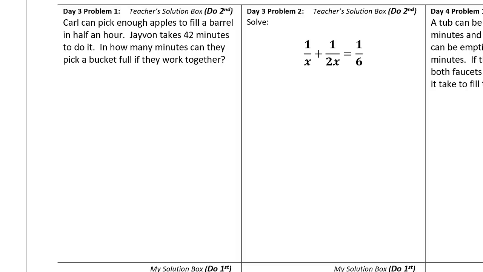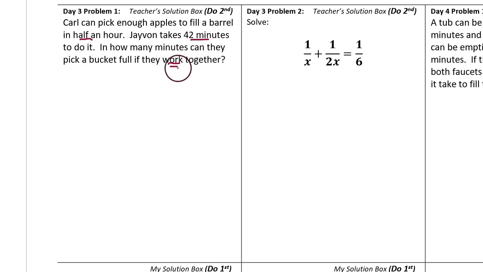Here's the solution for day 3, problem 1. Carl can pick enough apples to fill a barrel in half an hour. Javon takes 42 minutes to do it. In how many minutes can they pick a bucket full of apples if they work together?